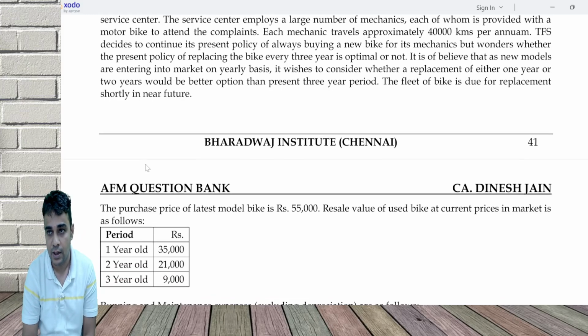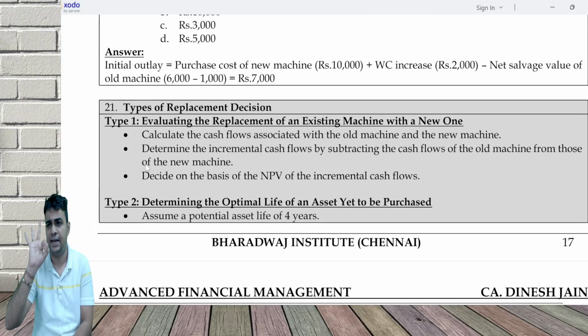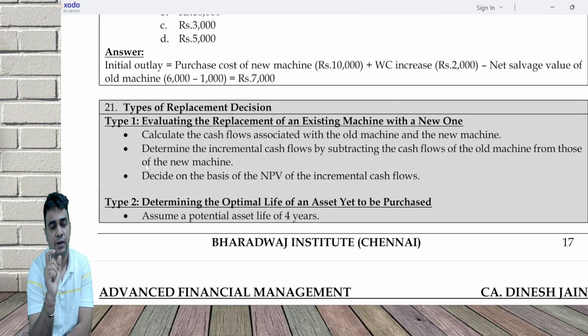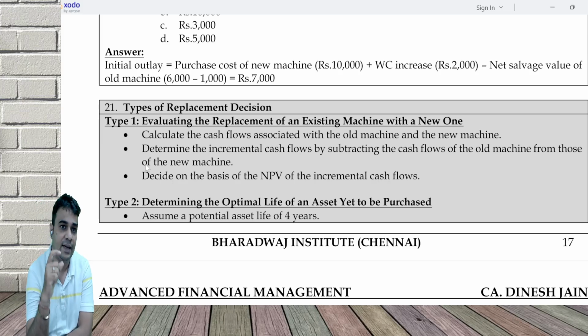Any doubts on this? So to summarize my replacement discussion, I have three types of question. Type 1 question, which is according to me the most complex set of question, where you have to do new machine separately, old machine separately, and get the incremental. New machine: step 1 separately, step 2 separately, step 3 separately. Step 1 will have capital expenditure and working capital. Step 2 will have revenues less all costs, PBDT less depreciation, PBT less tax, PAT. And then comes the third category, net salvage value, where you have two items, NSV and recapture of working capital.